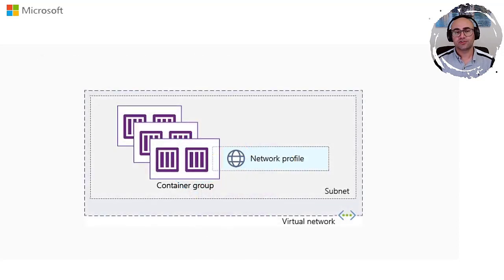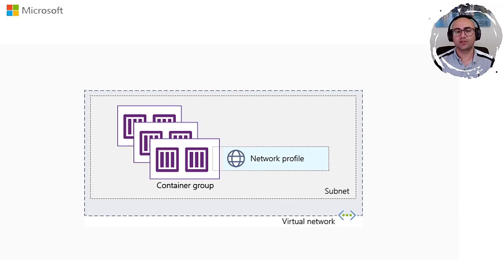Some of the great features of this service include public IP connectivity, so you can access your containers through a fully qualified domain name or an IP address. You can also customize how many CPU cores or how much memory you want for your containers. Container instances are stateless by default, but an organization can choose to mount an Azure file share to a container to enable persistent storage, which is great.